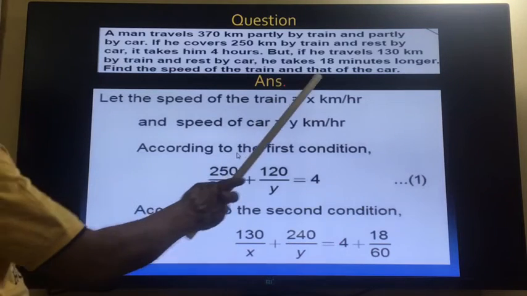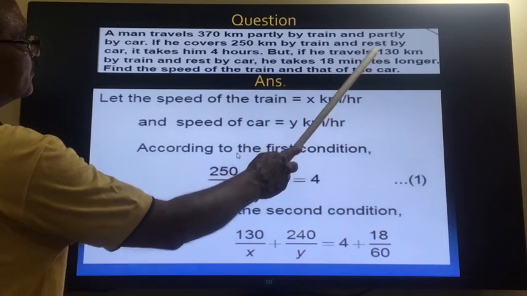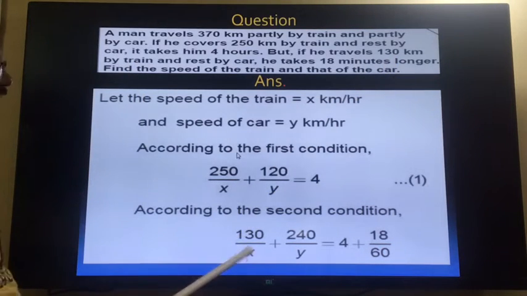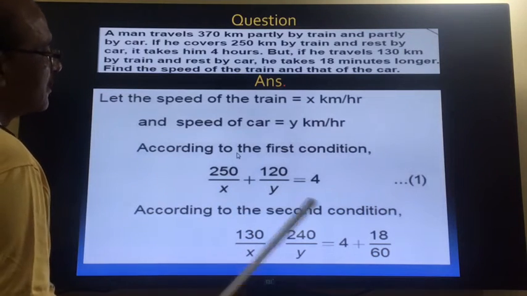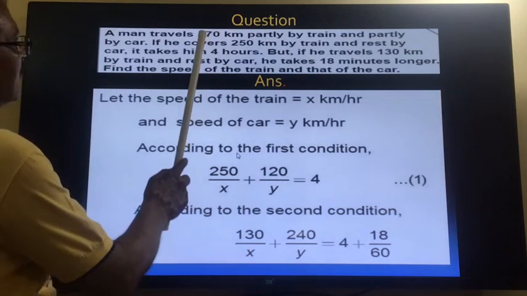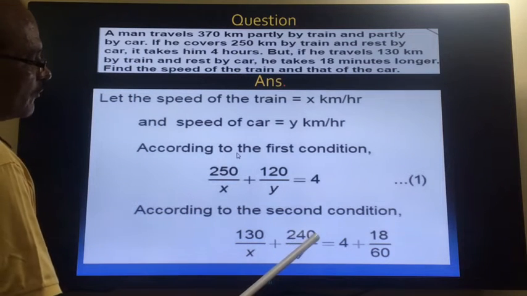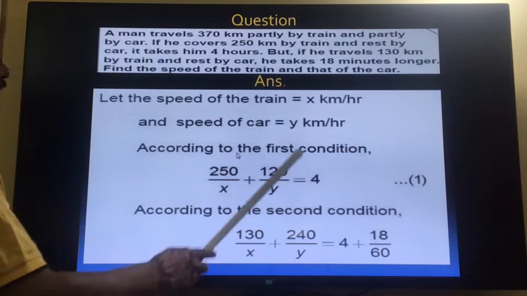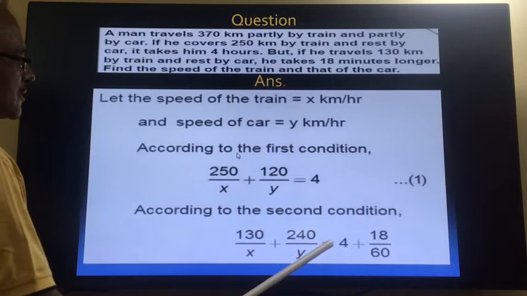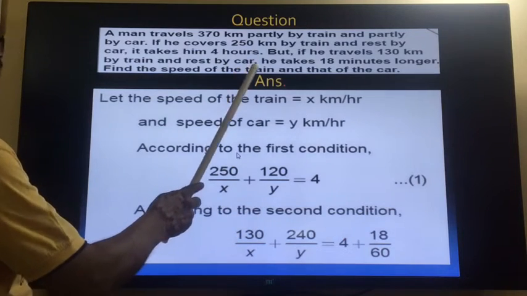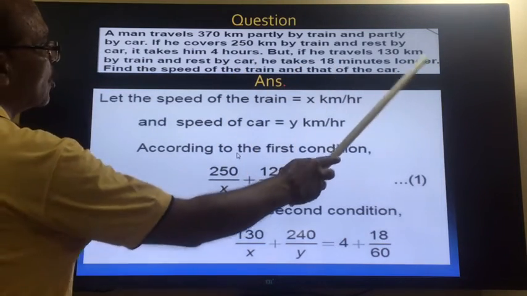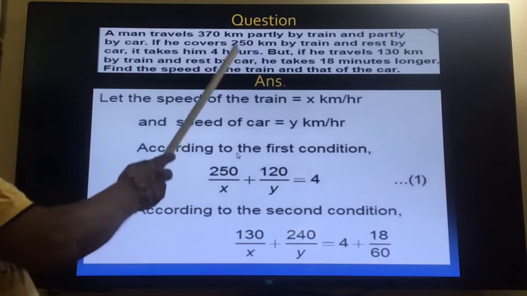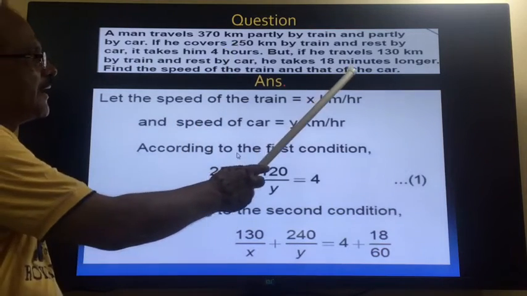Now similarly we will use the second condition. If he travels 130 km by train, so distance is 130, then speed of the train x, so 130 upon x plus then remaining distance 370 minus 130, it will be 240. This much kilometer is covered by the car, so upon speed of the car is y. So 240 upon y is equal to total time taken. But this time he is saying it takes 18 minutes longer, so 18 minutes more than the previous case. So in the first condition it was taking 4 hours, so now it will take 4 hours and 18 minutes.